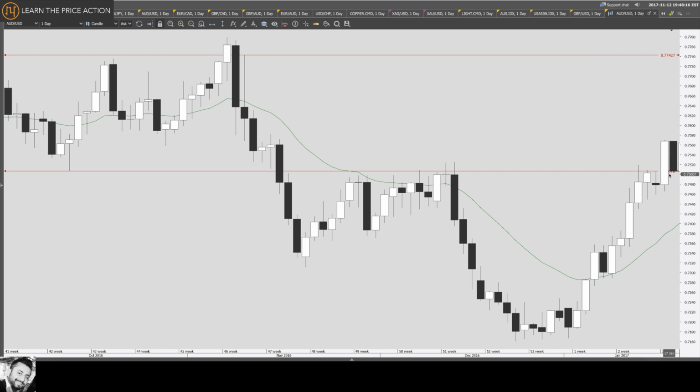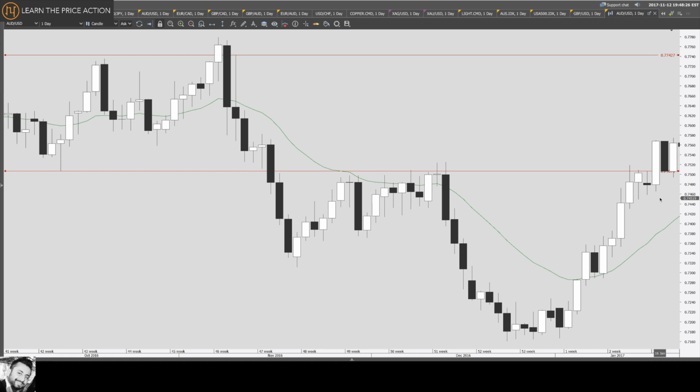Bears push it down. We want to take a break of this mother bar to go short because this is a price action signal, right? But what happened on next day? Boom, bulls again took control of the market. If the prices would have broken this and closed below this, that was our indication to go short.